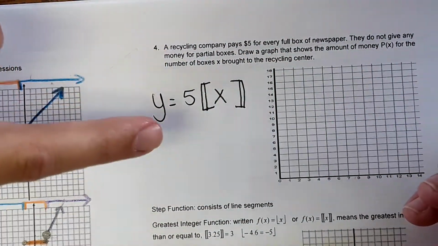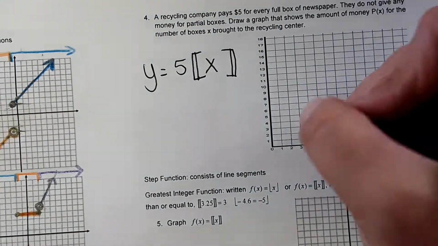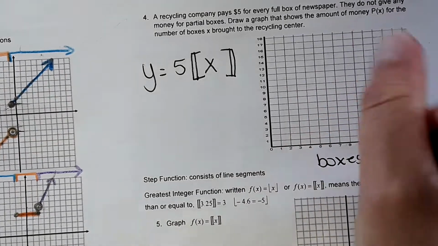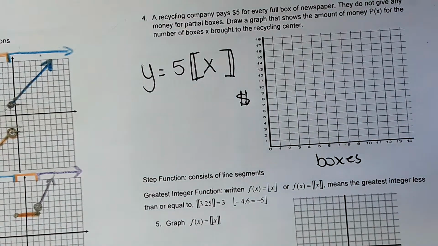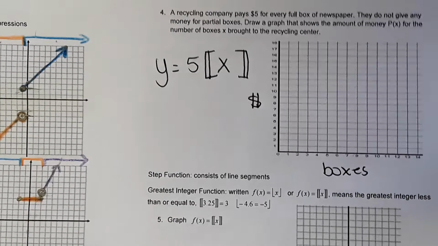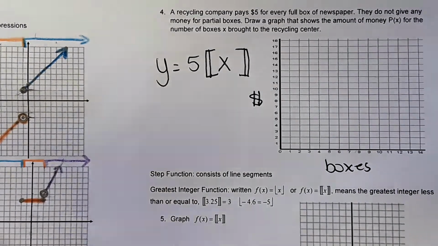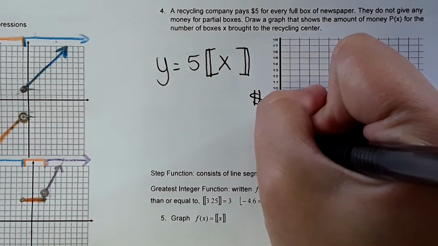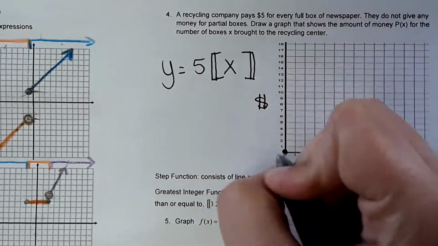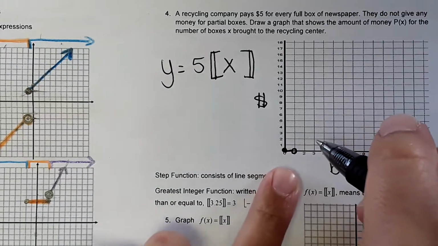Okay, so in this chart, remember for every box is $5. So this would be the number of boxes, and then this would be the money over here. So if you have 0 boxes, and I'm going to have to do this with a pen even though it's not going to show up, if you have 0 boxes, you get $0. And you don't get any money for partial boxes. So from 0 to 1, not including 1, you get $0.